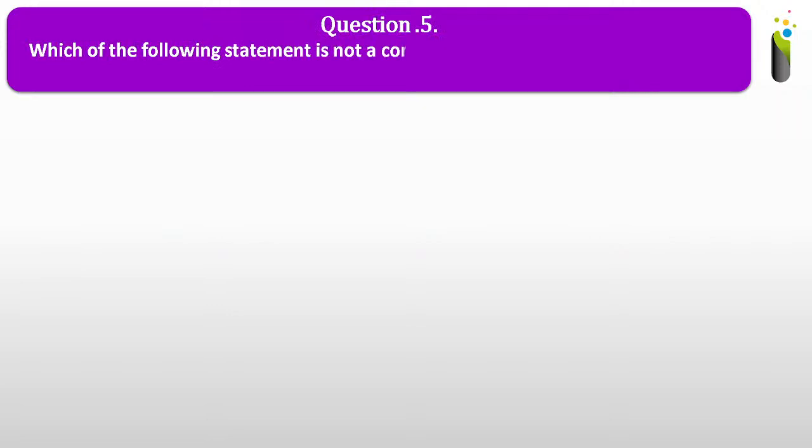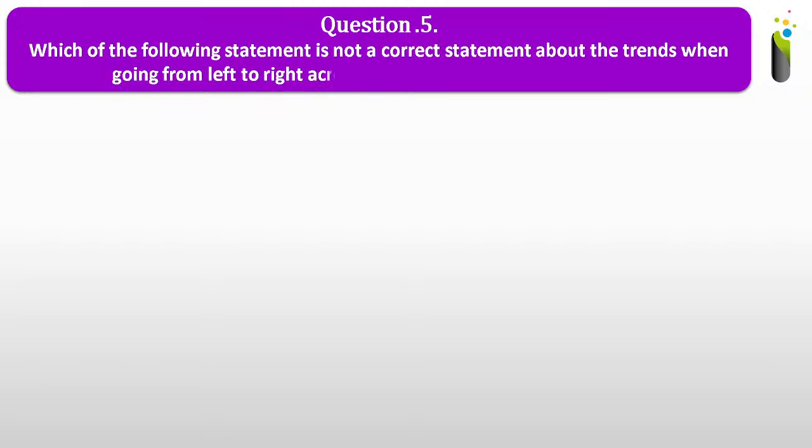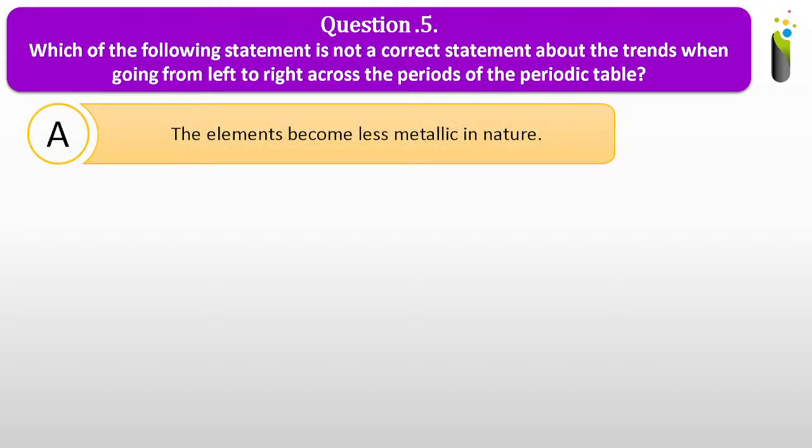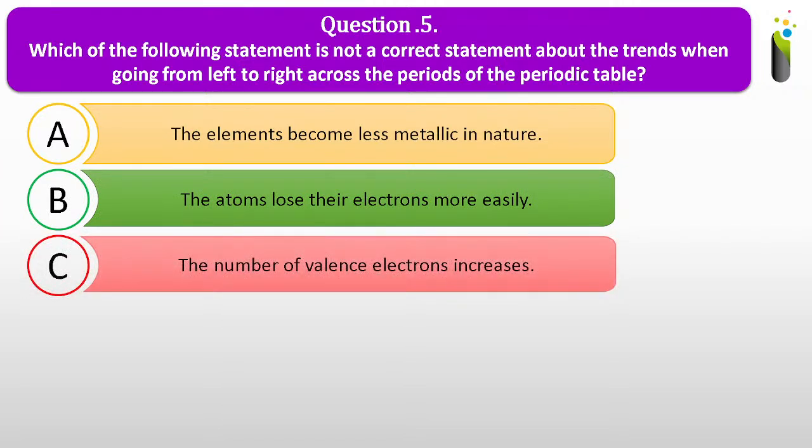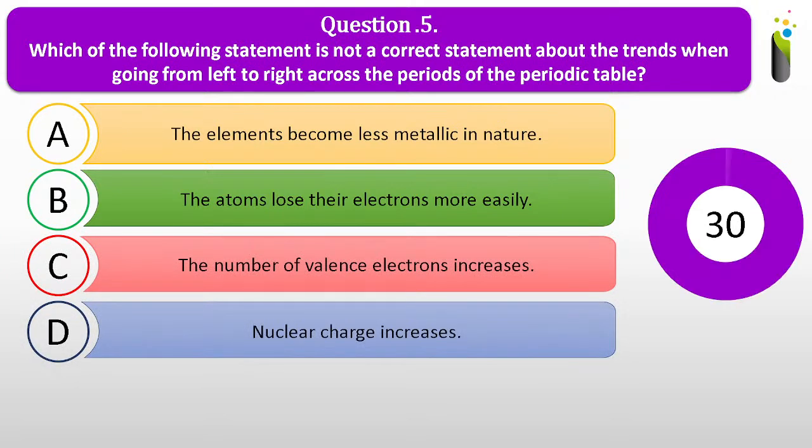Which of the following statements is not a correct statement about the trends when going from left to right across the periods of the periodic table? A. The elements become less metallic in nature. B. The atoms lose their electrons more easily. C. The number of valence electrons increases. D. Nuclear charge increases.